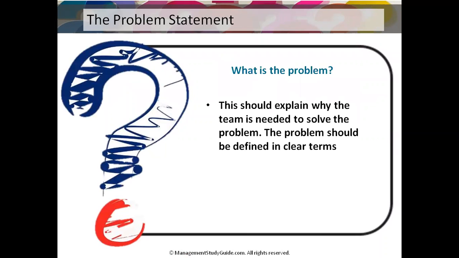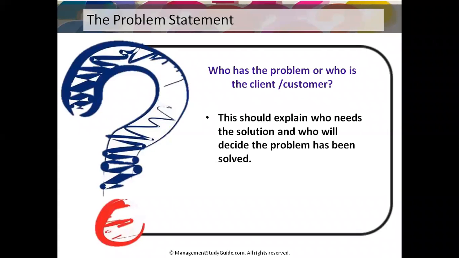Now, for what is the problem, this should explain why the team is needed to solve the problem. The problem should be defined in clear terms. For who has the problem, or who is the client or customer, this should explain who needs the solution and who will decide the problem has been solved.